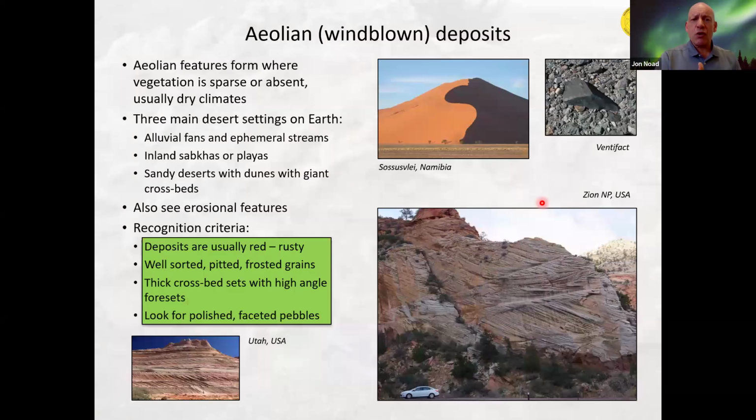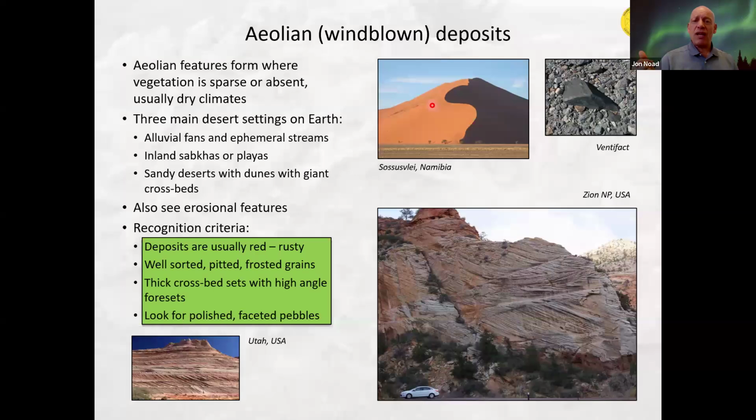So let's look at some other terrestrial settings now. We're going to start off with aeolian or wind-blown deposits. And these form usually where vegetation is sparse or absent, and usually where things are very dry. And the classic example is these wonderful dunes that reach up to about 400 meters in height, which you find in Namibia on the Walvis coast, in the Namib-Naukluft National Park. And these are incredible structures.